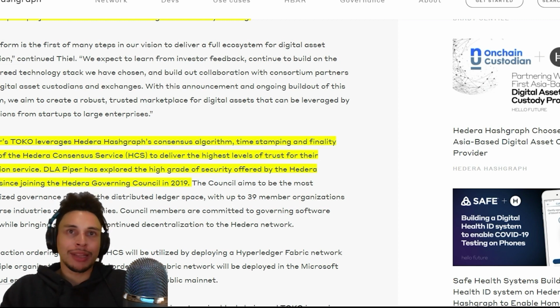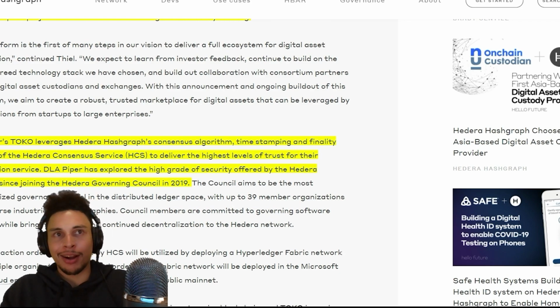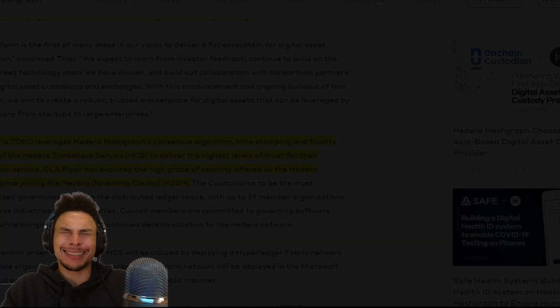DLA Piper has explored the high grade of security offered by the Hedera platform since joining the Hedera Governing Council in 2019. You guys need me to say anything on this? Looks pretty dope to me. Tokenizing Chinese art in order to prove authentic ownership digitally?